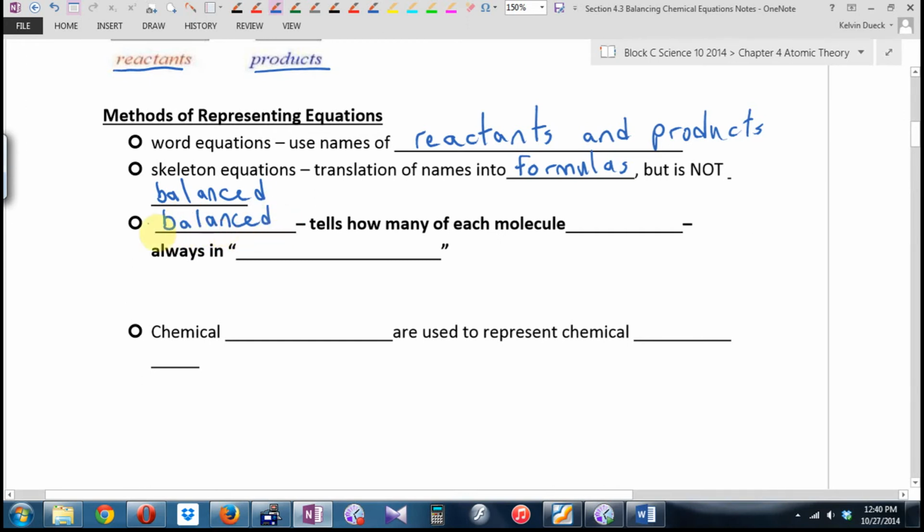Oh, hang on. Sorry. No. Take that back. My bad. Looked at the wrong line. The coefficients, I apologize, Jaden. That tells us how many of each molecule is involved.